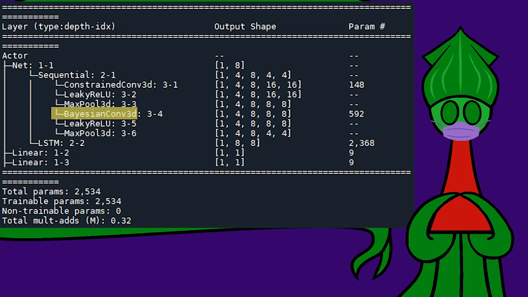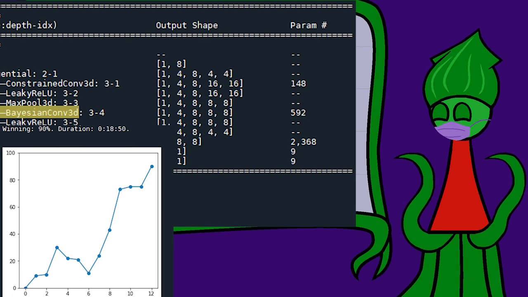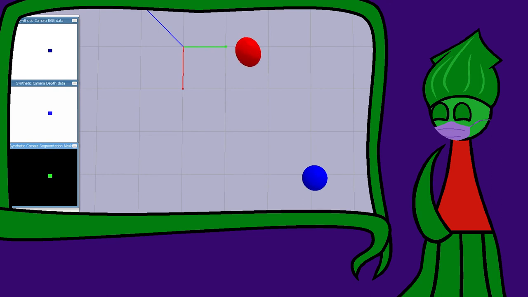I tried training this a couple times and testing it a whole bunch. And although it wasn't always so impressive, sometimes it would only take about 20 minutes to get 90% predator victory in a test. Look at it go! Hot diggity daffodil! Okay, I think it's working. Thinking's all I do here at Thinkster.